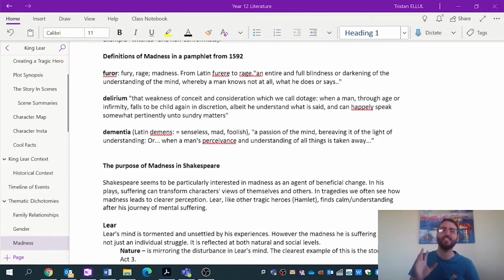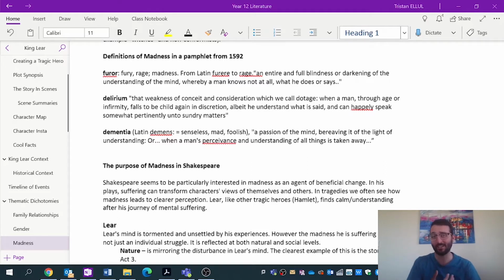Delirium is another one, and this is that weakness of conceit and consideration, which we call dotage, when a man, through age or infirmity, falls to be a child again in discretion, albeit he understands what is said and can happily speak somewhat pertinently unto sundry matters. So we have this different perspective. There's the anger madness, but also this childlike delirium almost, where the person's there and interacting but different.